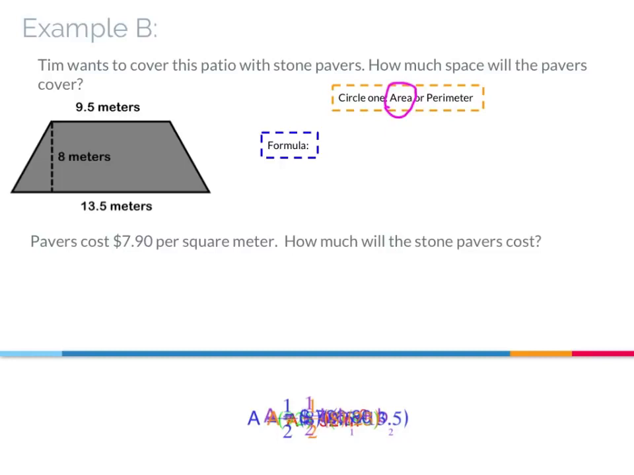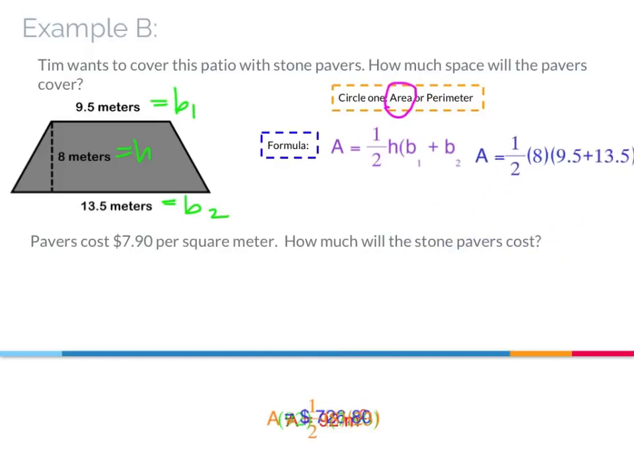Looking at our formula sheet, the area for a trapezoid is equal to 1/2 the height times base 1 plus base 2. Looking at the trapezoid, the height is 8 meters, base 1 is equal to 9.5 meters, and base 2 is equal to 13.5 meters. Now that we know what our height and our two bases are, we're going to substitute into the formula to give us A is equal to 1/2 times 8 times 9.5 plus 13.5.